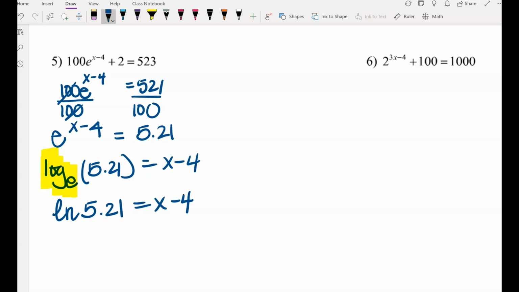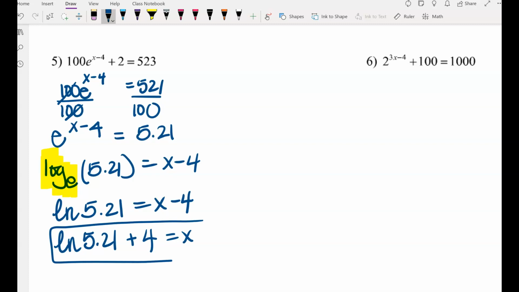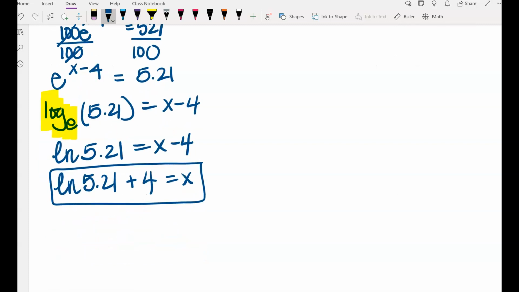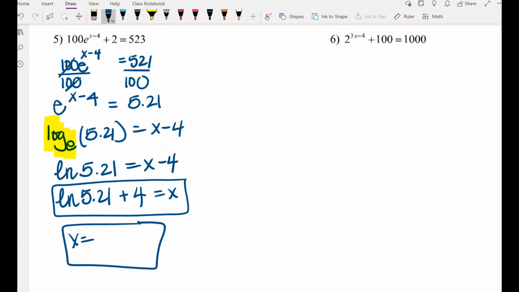Natural log has its own button on your calculator. So the exact value for this one, students, I want you to leave it in the natural log form, okay? Do not leave your log base e as log base e ever. You must always change it to natural log. Now go ahead and use your calculator for me and punch in natural log of 5.21, add 4, and I want you to round it to 4 decimal places. Come out and write it right there. I'm going to come back to it later. All right.